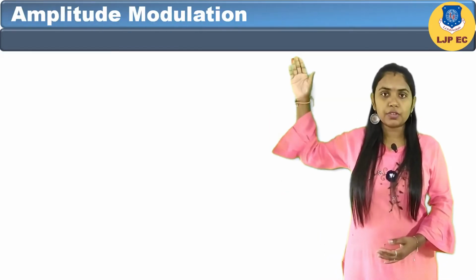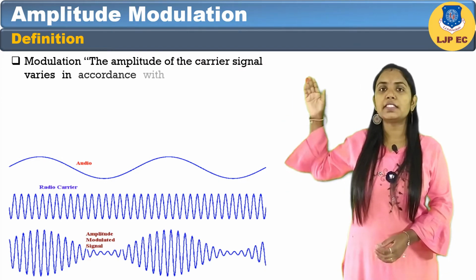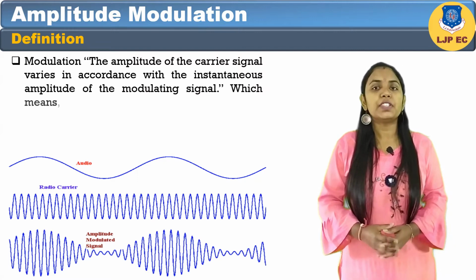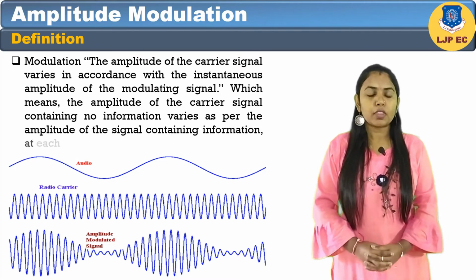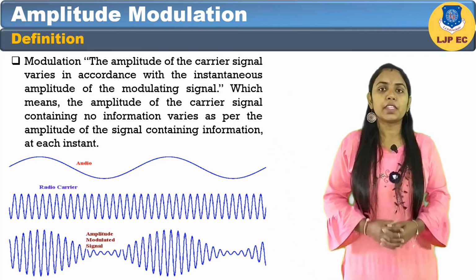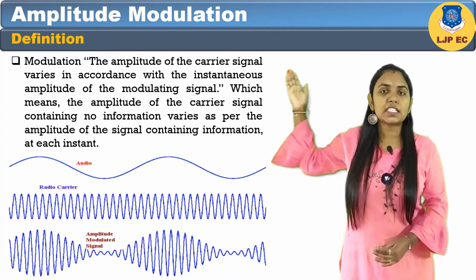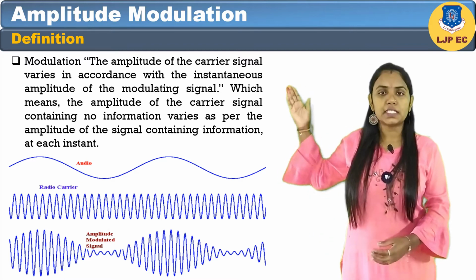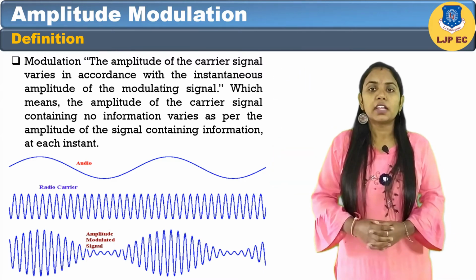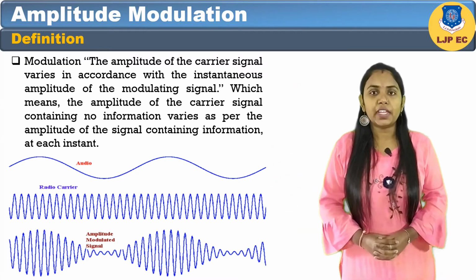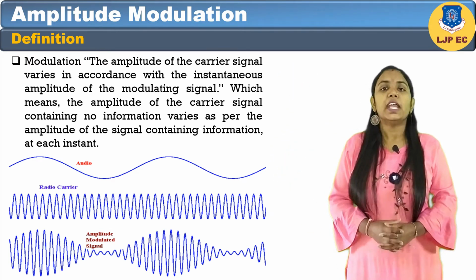A continuous wave goes on continuously without any intervals, and it is the baseband message signal which contains the information. This wave has to be modulated. According to the standard definition, the amplitude of the carrier signal varies in accordance with the instantaneous amplitude of the modulating signal, which means the amplitude of the carrier signal containing no information varies as per the amplitude of the signal containing information at each instant.